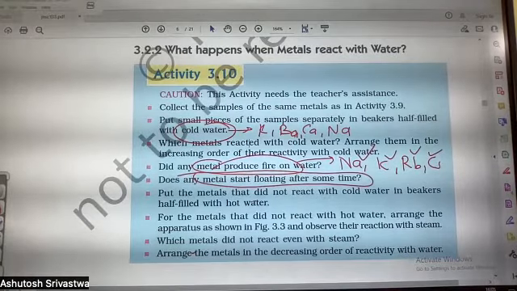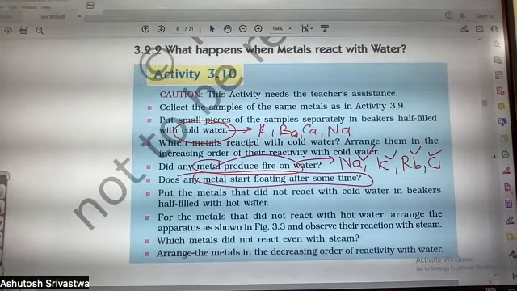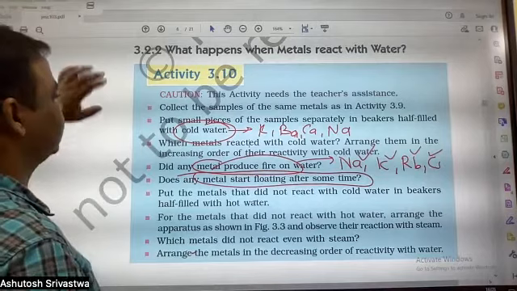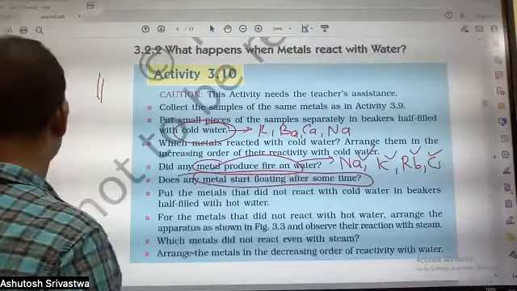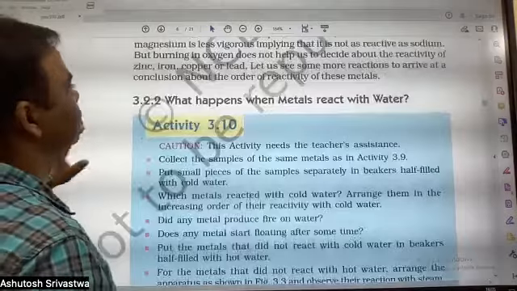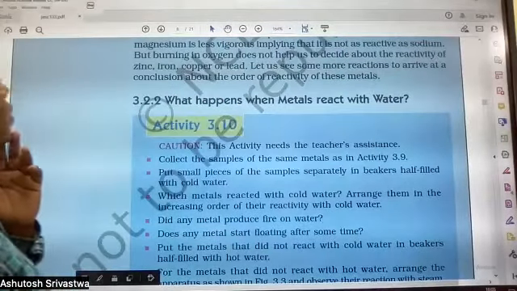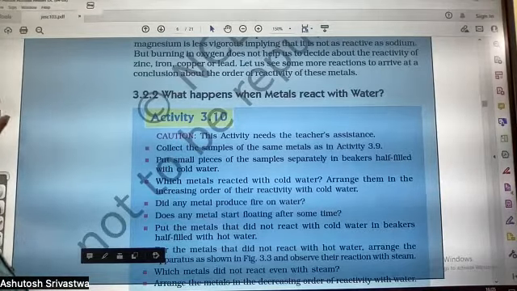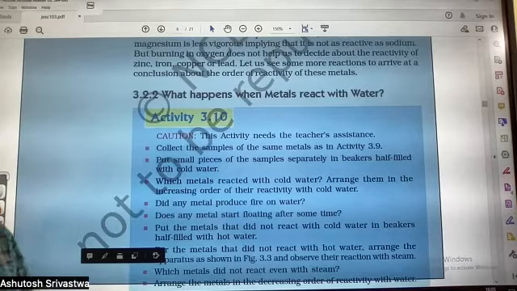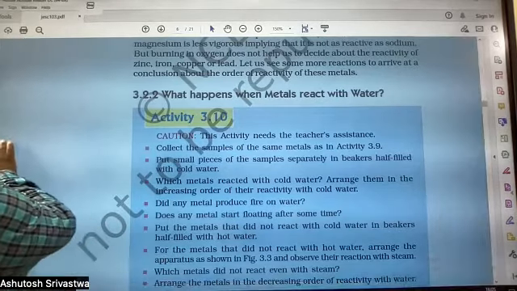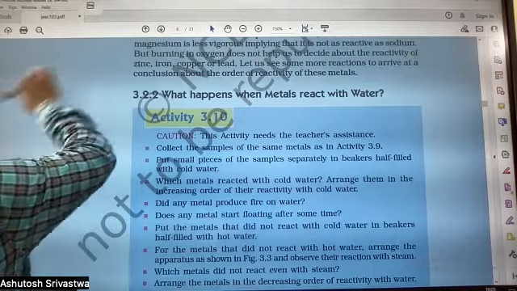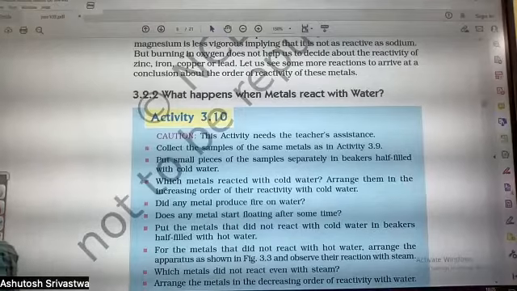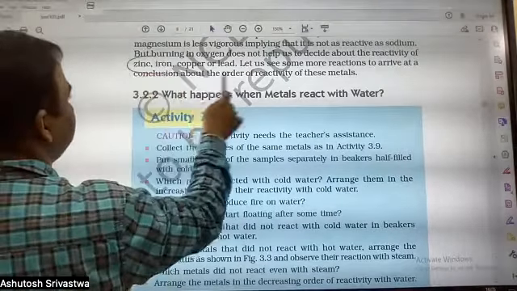What happens? Which samples are they talking about? First of all, let us see what sample they're talking about. Okay. So here we are not talking about anything else. We are talking about zinc, iron, copper, and lead. Here we are talking about zinc, iron, copper, lead.